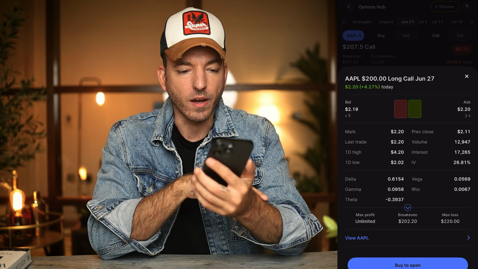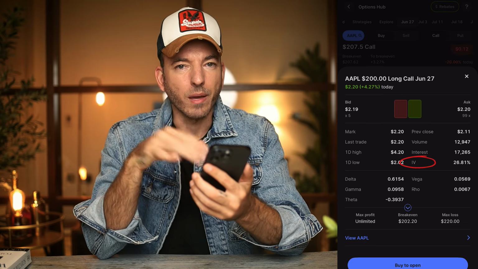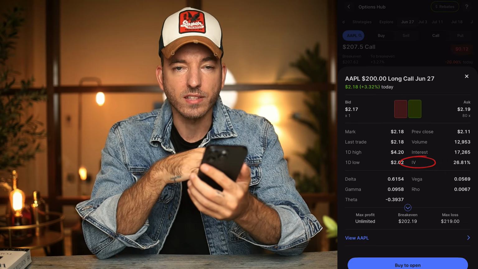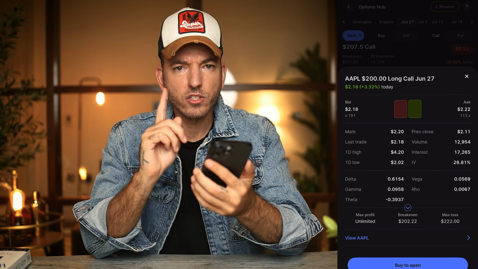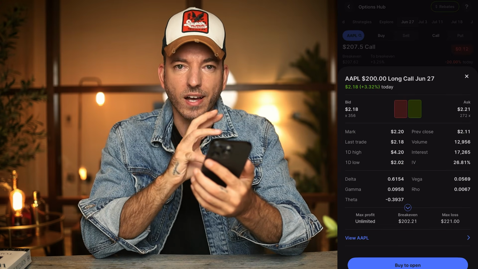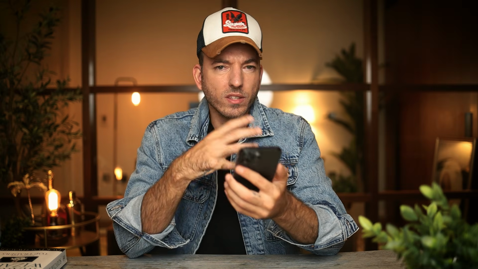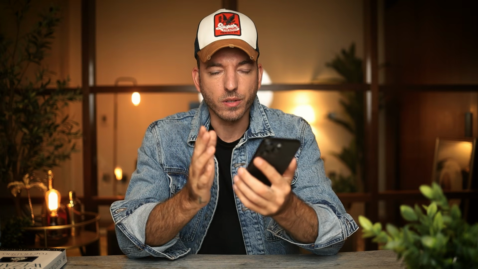Let's go to IV, all right? IV is very, very important because this shows the implied volatility of the underlying stock. Now, the underlying stock is Apple. So it doesn't show the implied volatility of the option contract, but rather the underlying asset, which is Apple. And in this case, 26.81%. So what does an implied volatility of 26% mean? Well, this means that Apple, the stock, will trade up or down in the range of 20%.